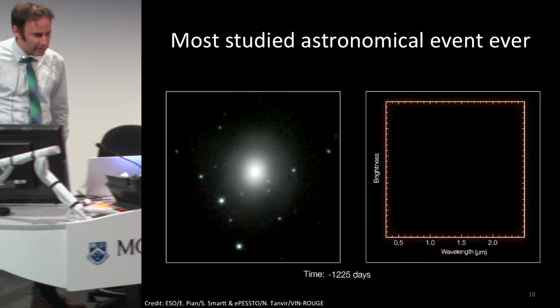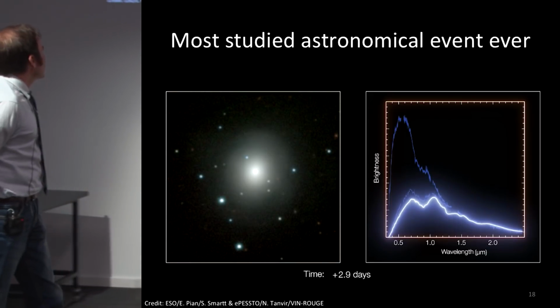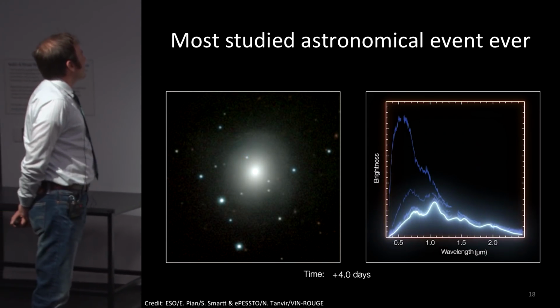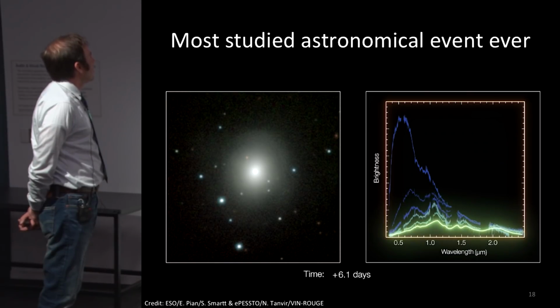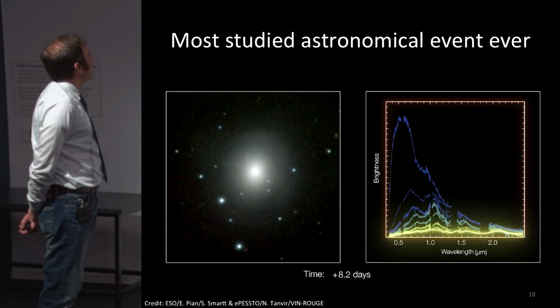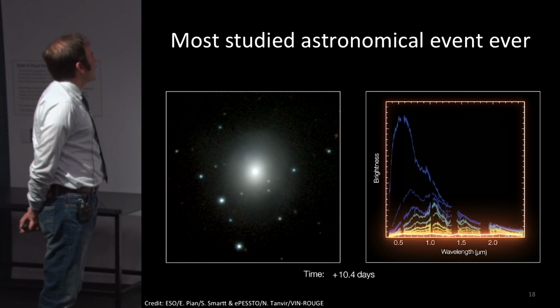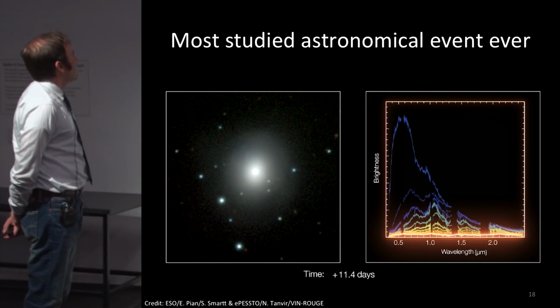So here it is. The event appears and rapidly fades. We're now 3 days after. You can still see it, but it's turning red. 5 days, redder still. 6 days. 8. At 9 days, it's very hard to see. And by about 11 days, it's fading into the background.